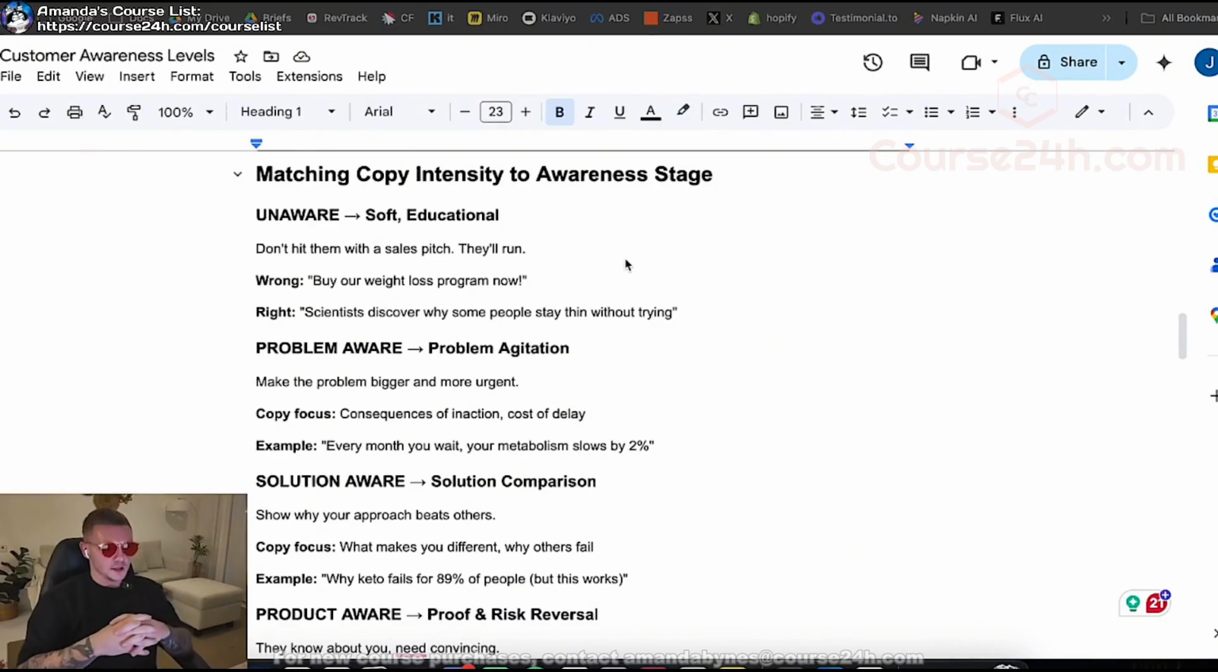If we attack someone that is completely unaware with something like, yeah, buy our weight loss program now, only $9.99, they're going to be like, whoa, I don't even have a weight problem. However, if we come at them with, scientists discover why some people stay thin without trying, they're maybe going to be a little bit curious and then realize that they have a problem.